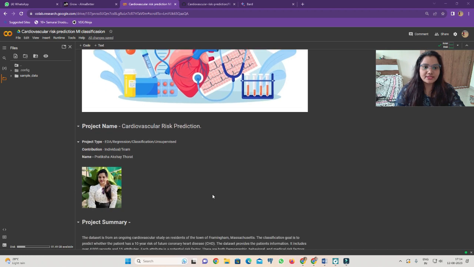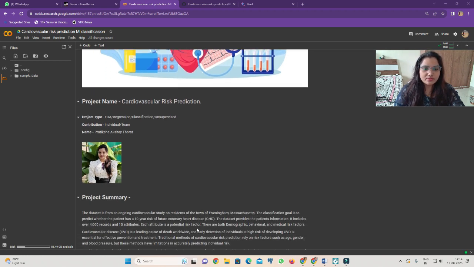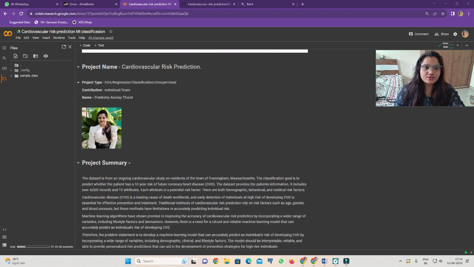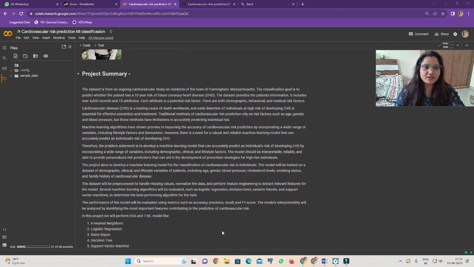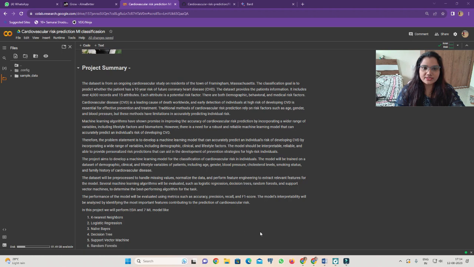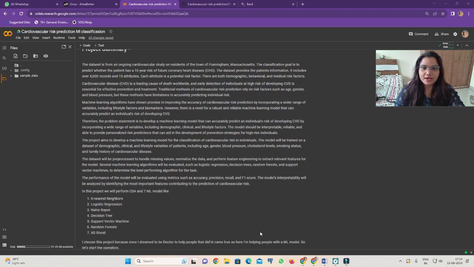Today we are presenting cardiovascular risk prediction, which is a machine learning classification problem. The project summary: the data set is from the ongoing cardiovascular study of residents of the town of Framingham, Massachusetts. The classification goal is to predict whether the patient has a 10-year risk of future coronary heart disease.